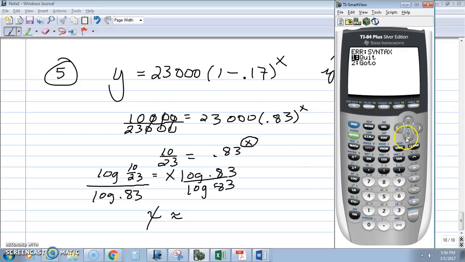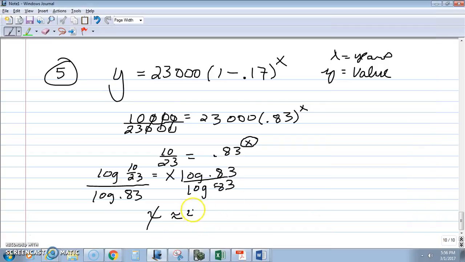I get an error. That's awesome. Let's see, what did I do wrong? Oh, looks like I put 2 decimals in. That was a dumb mistake, but that happens. Clear. So what do I get now? Yay! 4.5 years, approximately 4.47. 4.47 years, okay?